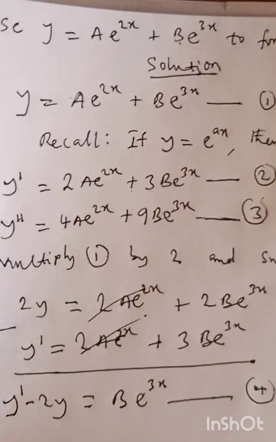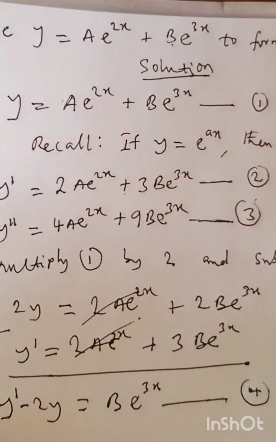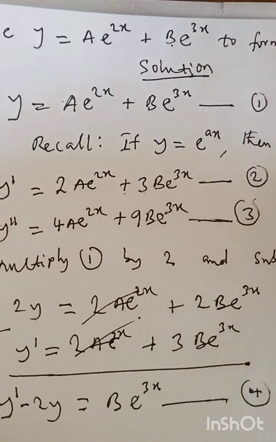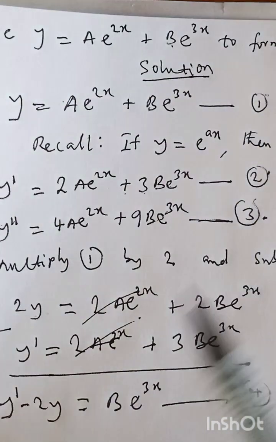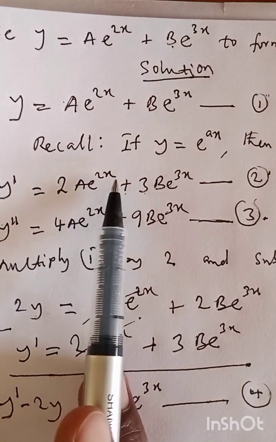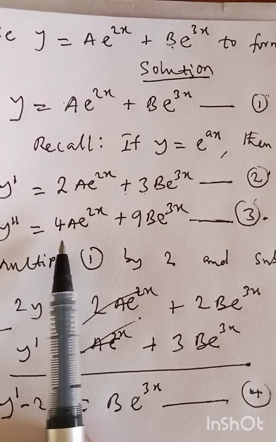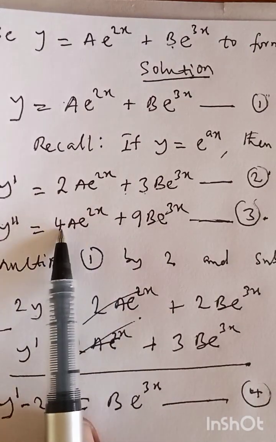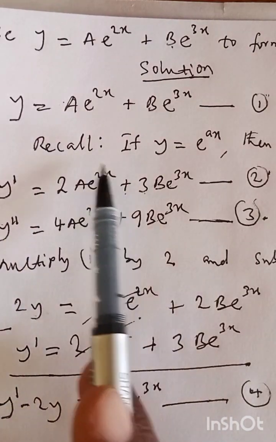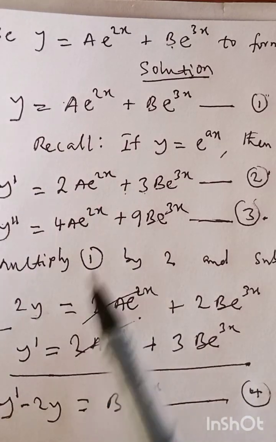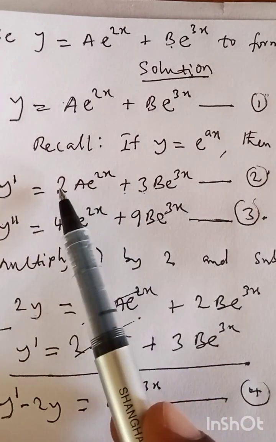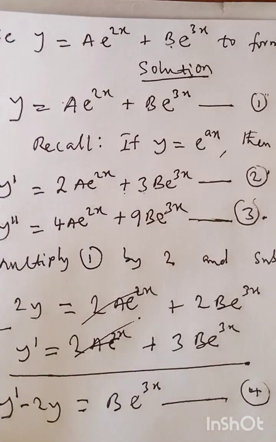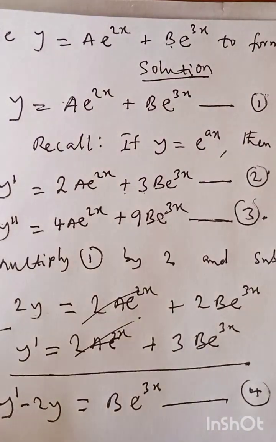So from there also, we compare equation 2 and 3, because previously we compared 1 and 2. So now let us compare 2 and 3. If you look at it carefully, here the coefficient of a exponential 2x is 2. Here the coefficient of a exponential 2x is 4. So we want the coefficients to be the same. Here must be 4. So we have to multiply this one by 2, because 2 times 2 is going to give us 4.